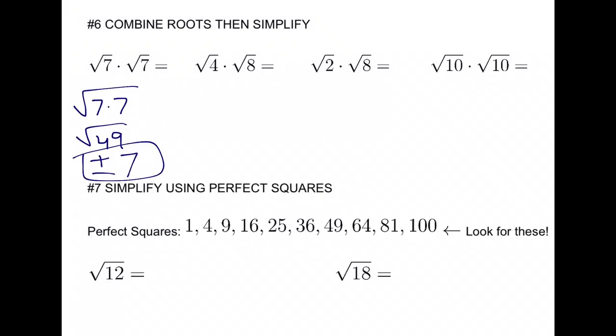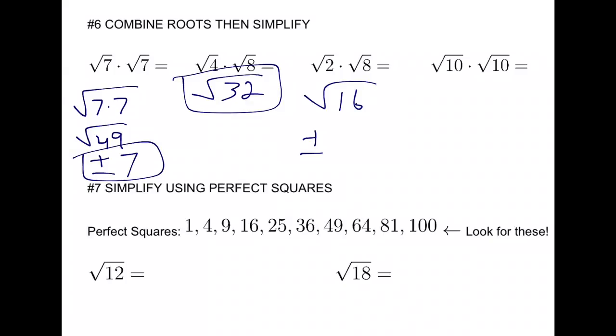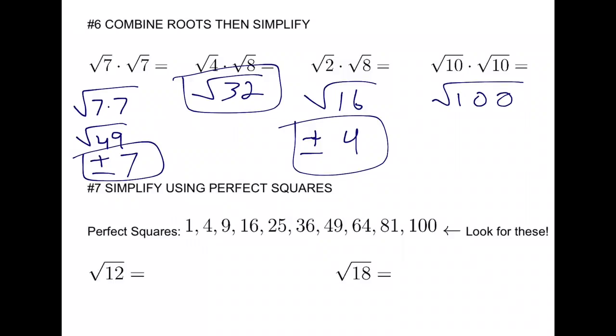4 times 8 gives us 32, so this becomes the square root of 32. This is not a perfect square, so we can leave it as is. Square root of 2 times the square root of 8 becomes the square root of 16, which is a perfect square. So we have plus or minus 4. And lastly, this becomes the square root of 100, which gives us plus or minus 10.